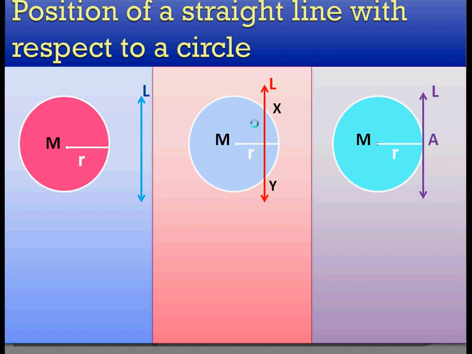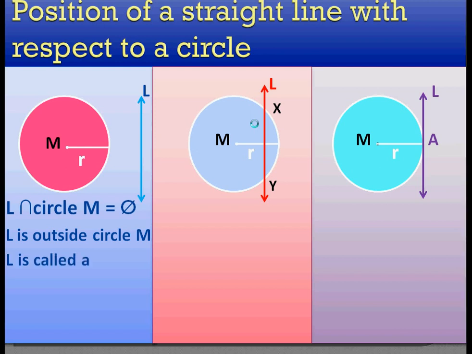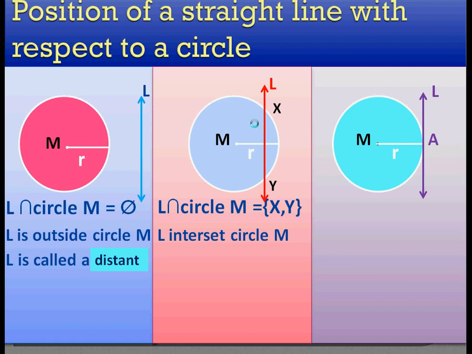In the first case, we can see that the straight line is outside the circle. So we can say that the intersection between the straight line and the circle M is equal to phi. And also we can say that the straight line L is outside the circle M. We can say that L is called a distant straight line from the circle. In the second case, the intersection between the straight line and the circle M is equal to 2 points, X and Y. We can say that the straight line intersects the circle M, and L is called a secant straight line.